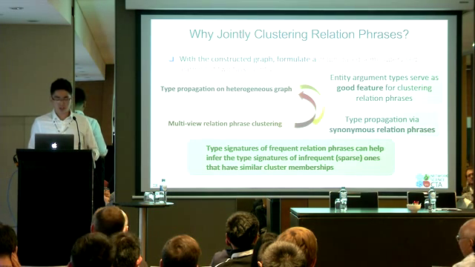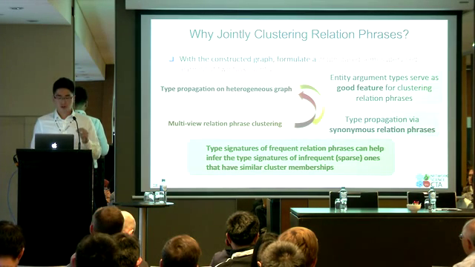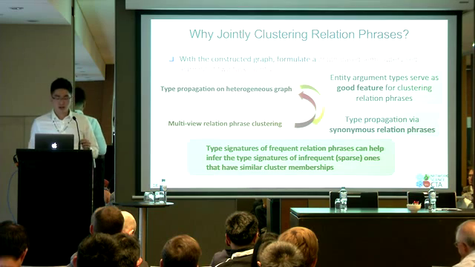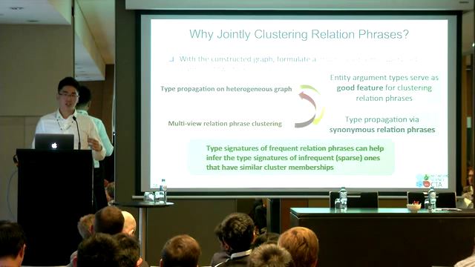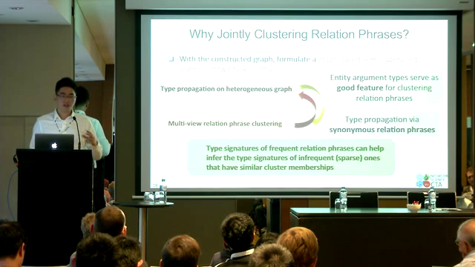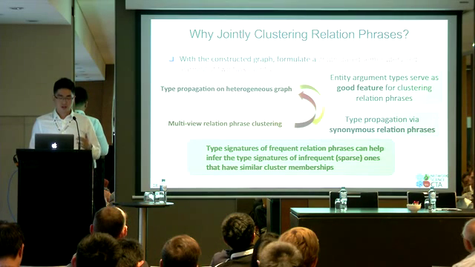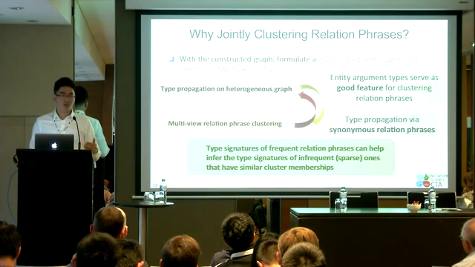So then why should clustering of these relation phrases be done in a joint manner? That simply says the entity argument types of the relation phrases actually serve as very good features for clustering the relation phrases. And when you propagate these types, you actually are refining these entity types as the arguments for the relation phrase. So then you can better cluster relation phrases after you refine these entity types. And this is a mutually enhancing process.